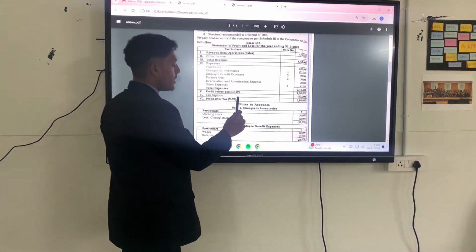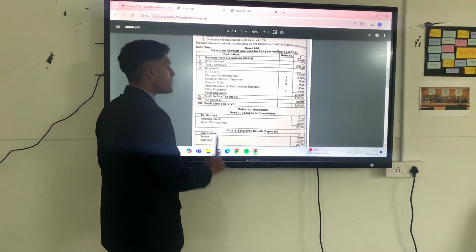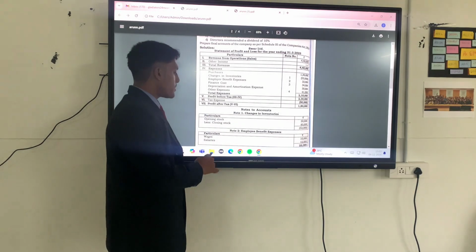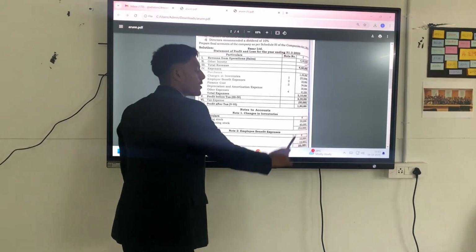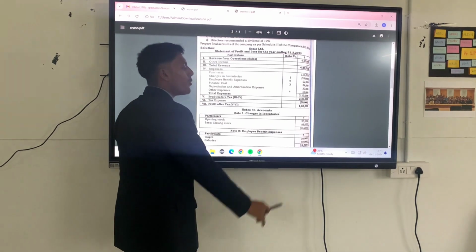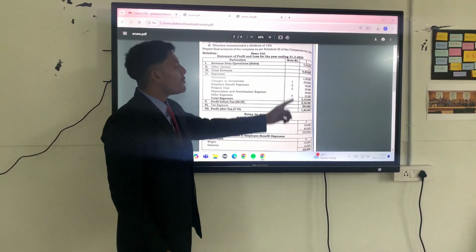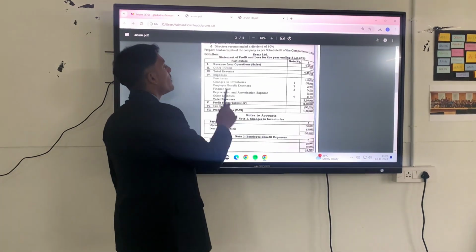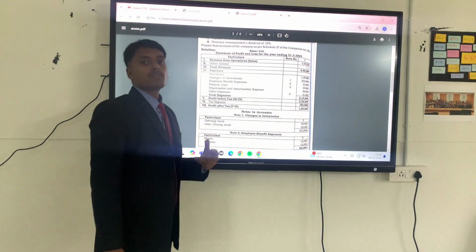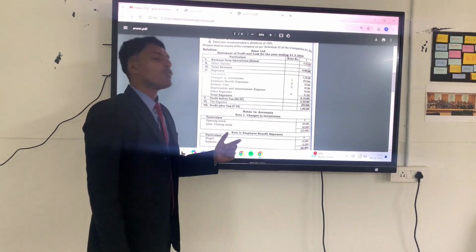Here we can see changes in inventories. The opening stock, from the question, is 10,000. Then less closing stock, that is 83,000. Here it is a negative value, 53,000, so you have to give the final value in brackets, that is (53,000). Then the next particular is employee benefit expense. There is also a note number here, that is 2, so there is also an additional working.